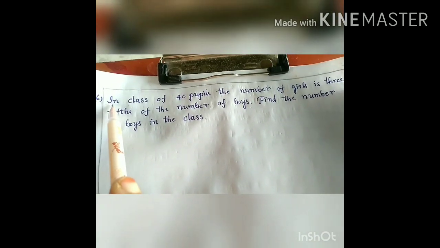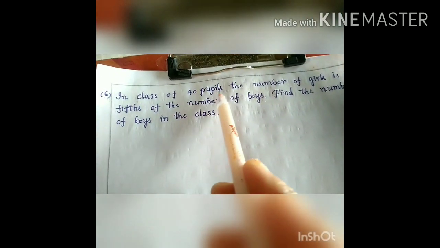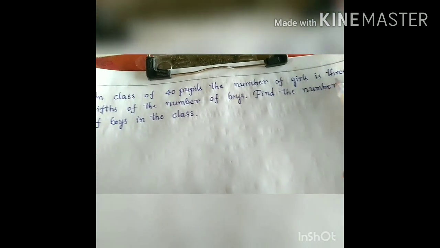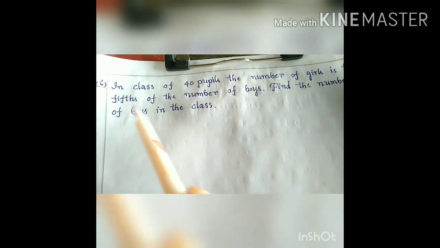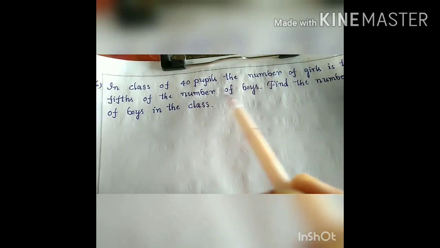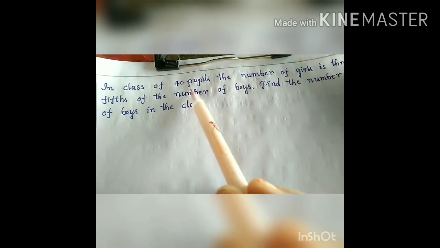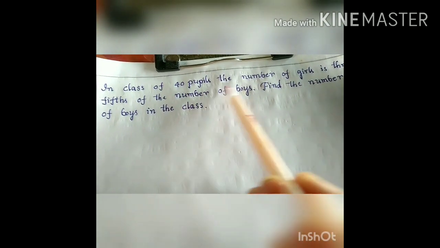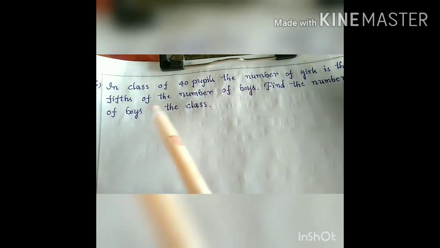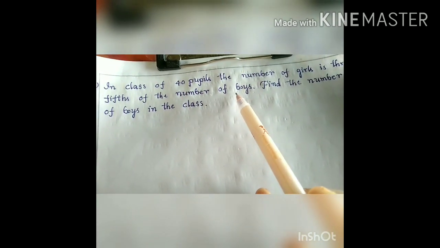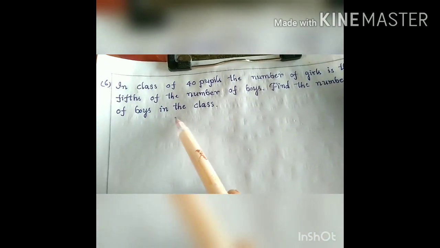Next question. In a class of pupils, the number of girls is 3/5 of the number of boys. The total number of pupils in the class is 40. The number of girls is 3/5 of the boys. Find the number of boys in the class.